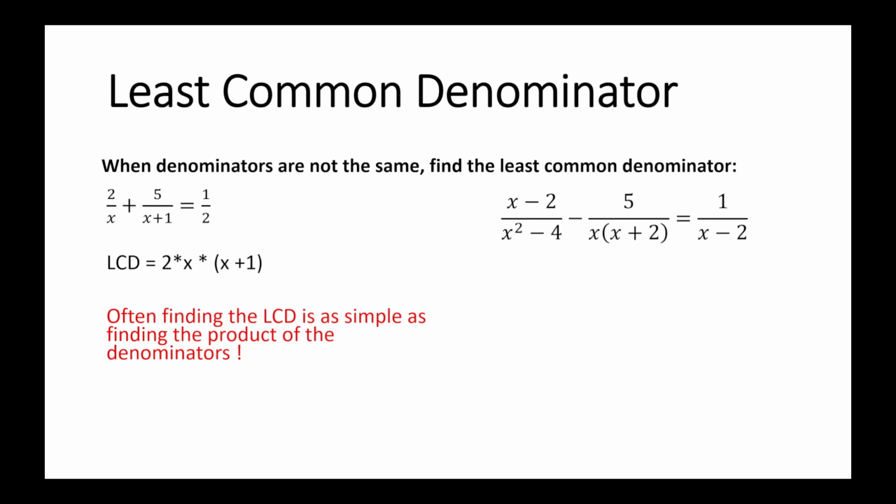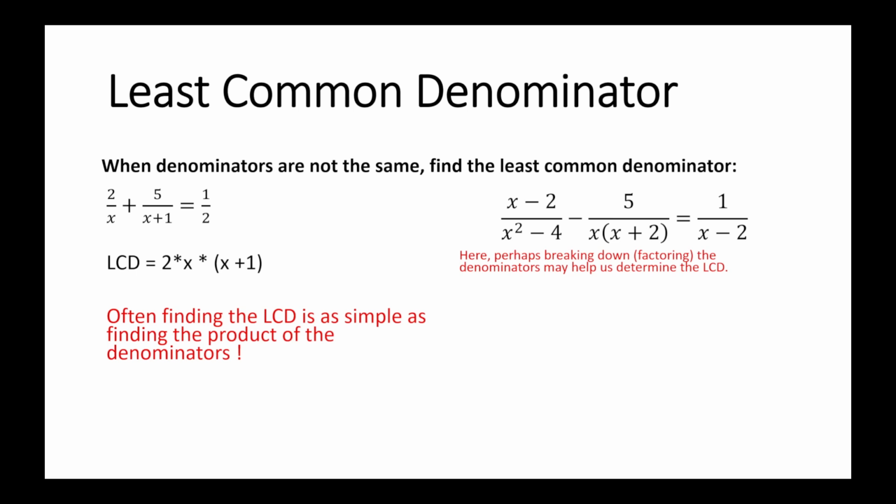However, it won't always be that simple. The other method is for the case where you have something like this. If you were to multiply all these denominators, you would have a huge, complicated polynomial. And it'd be really difficult to work with. So in this case, it helps instead to see if you can break down or factor the denominators in order to figure out what the LCD will be.